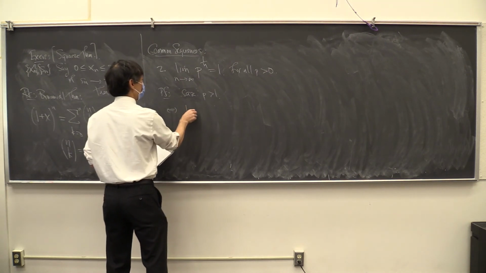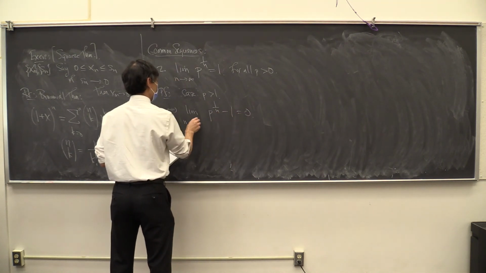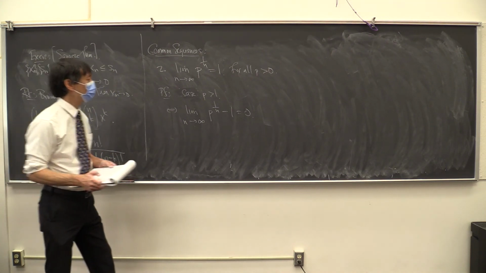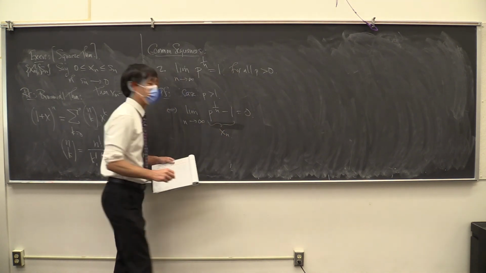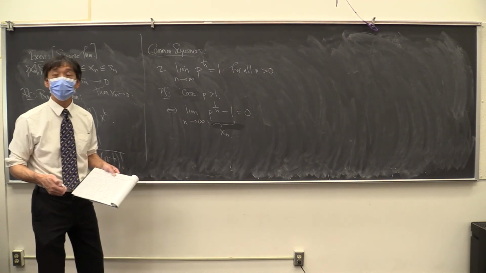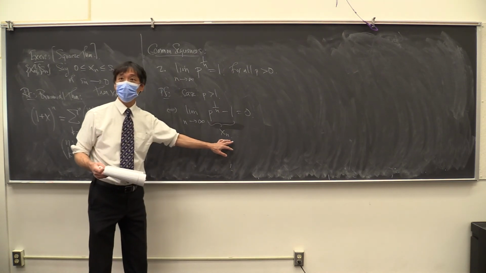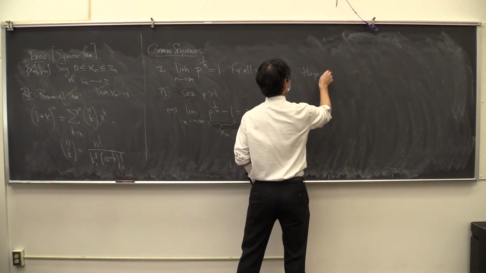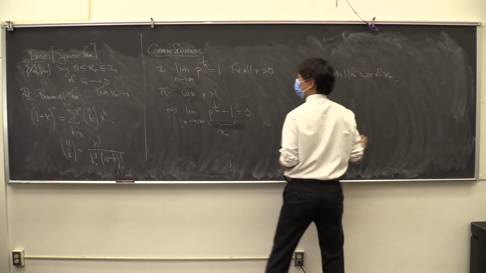We're going to rewrite it a little bit. That's the same thing as showing that the limit of this thing is 0 as n goes to infinity. Let me call this difference x sub n. So we want to show that the limit of x sub n is 0. In other words, we want to get some sort of control on the size of x sub n.